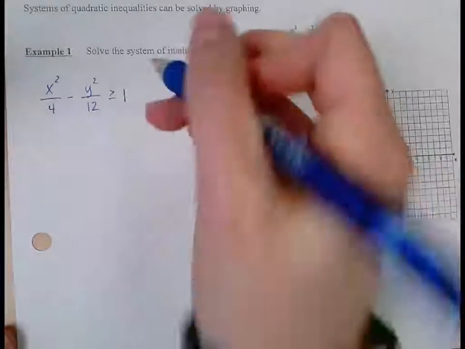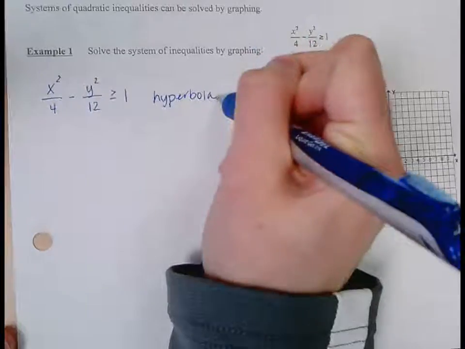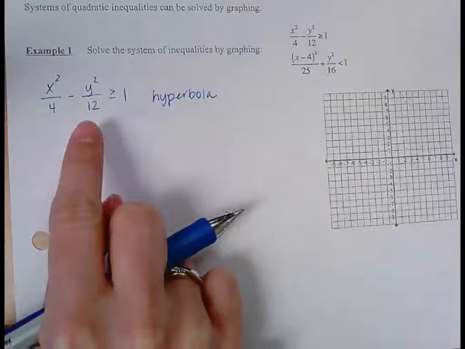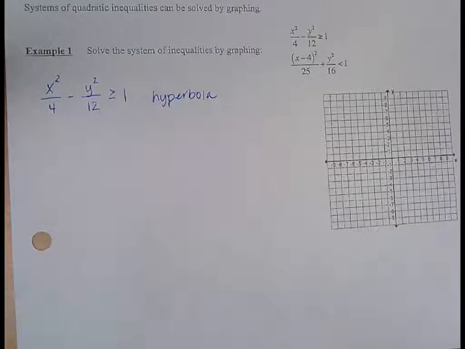It is a hyperbola. How would you know that? Yes. This is in the form that both ellipses and hyperbolas are in, but remember when you have the minus sign, hyperbolas are when the terms are subtracted.